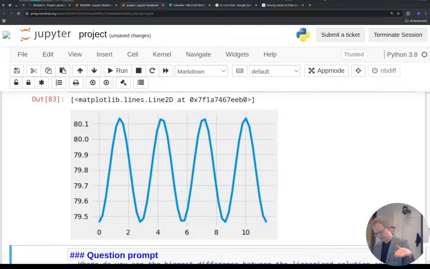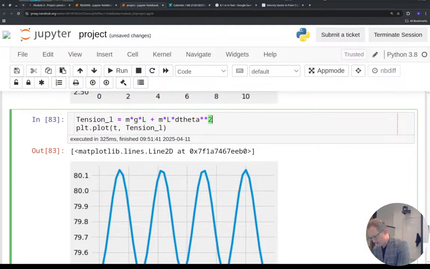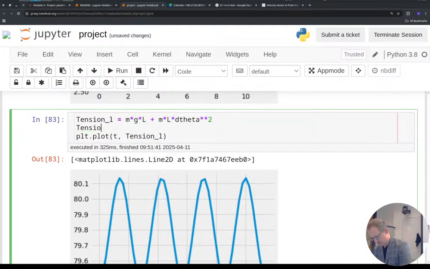So we figure out at the low end, it's like 79.5, high end 80.1. So for the most part, kind of a constant. If we ignore every term except for the linear sine terms, all the linear terms, it would be a constant value, just MGL. But here, even for small angle, it bounces up and down. And then we could even say that tension nonlinear is still going to be M times G times L, and then plus.